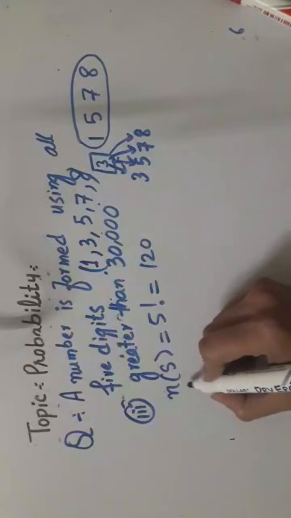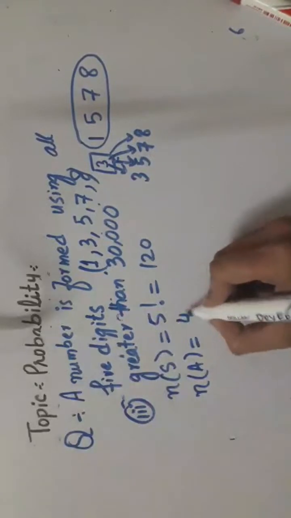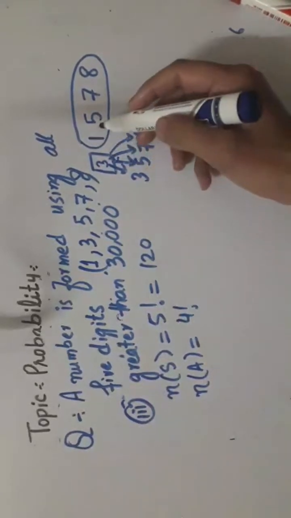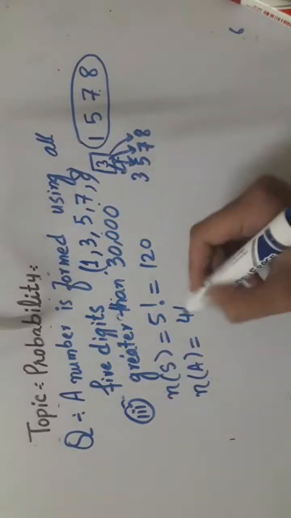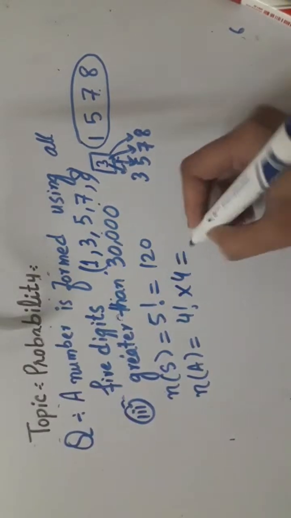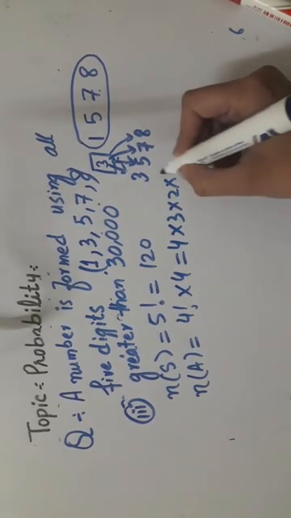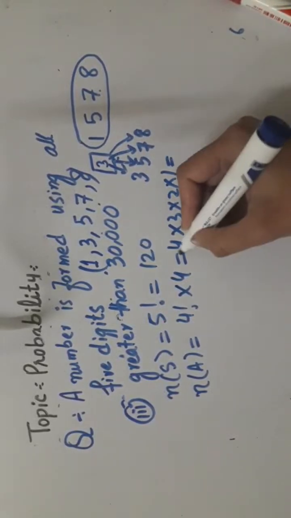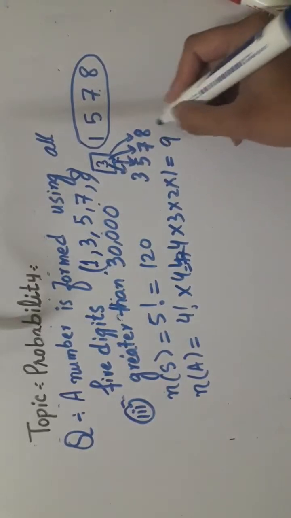Total number of permutations is equal to 4 factorial, and the position of these 4 numbers is changed. So we multiply 4 factorial by 4. This will be equal to 4 multiply 3 multiply 2 multiply 1, and this multiply 4 also, and this will give us 96.